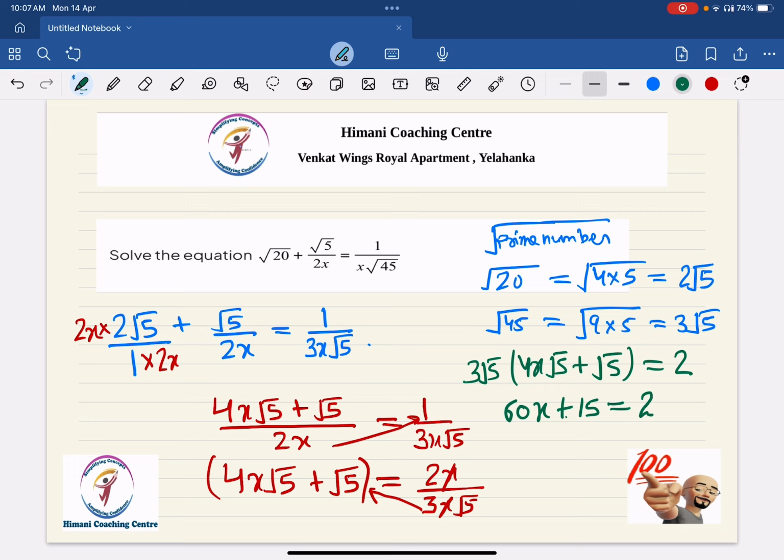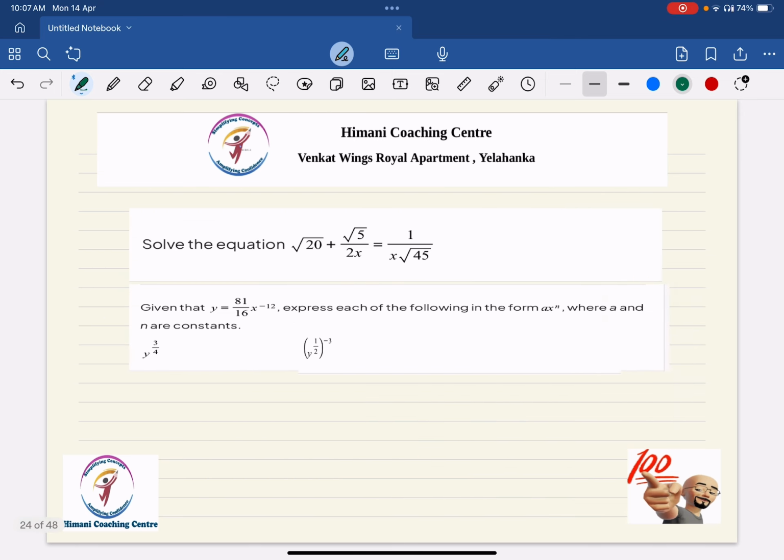Now we have to find x. So we will write 60x equals 2 minus 15. 60x equals minus 13 and x equals minus 13 over 60. And that is our solution for this. Now let us look at the second question.